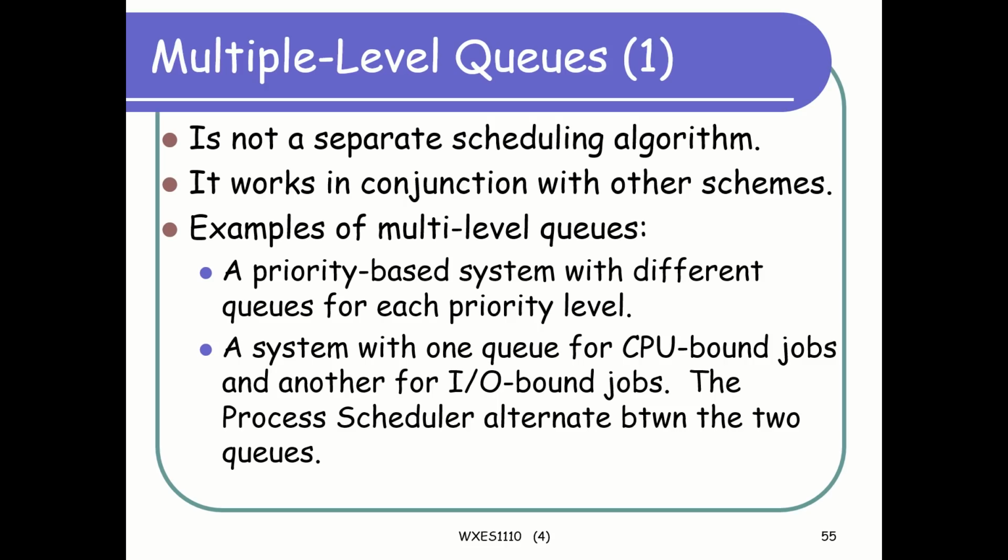So we go to the multiple level queues. It's not a separate scheduling algorithm. It works in conjunction with other schemes. Examples of multi-level queues: a priority-based system with different queues for each priority level, and a system with one queue of CPU-bound jobs and another for input-output bound jobs. The process scheduler alternates between the two queues.